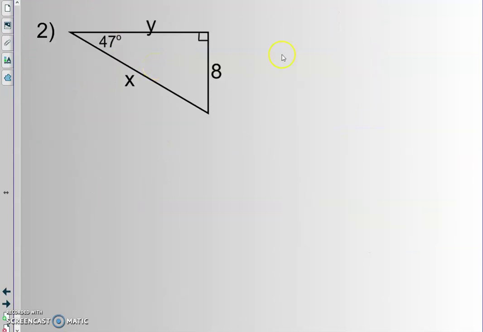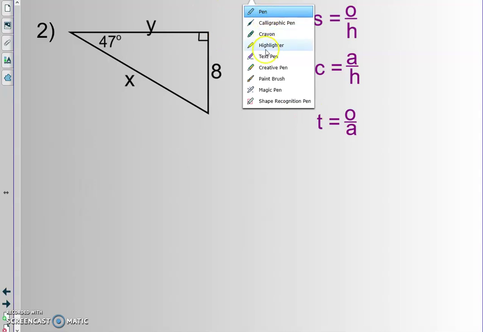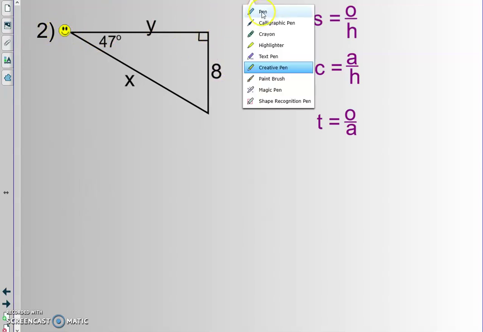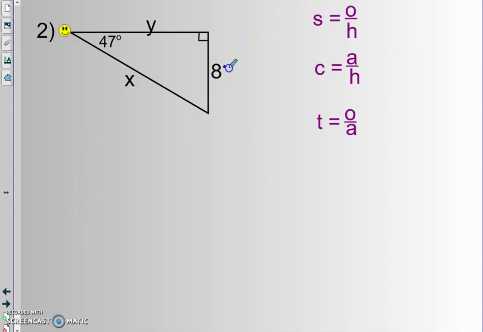Example 2. Again, I like to have these, some old horse caught another horse taking oats away, at the top of my page. We are going to stand right here at the 47 degrees. And looking out, we see this side that's 8. And that side that's 8, that's the opposite side.